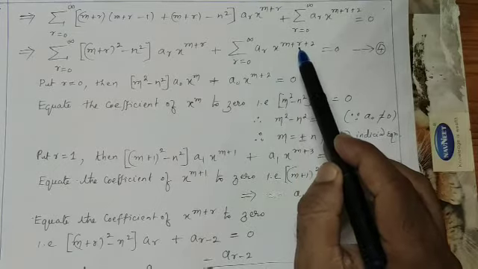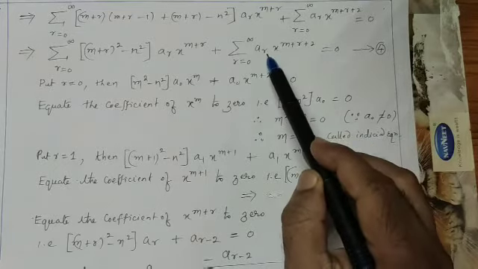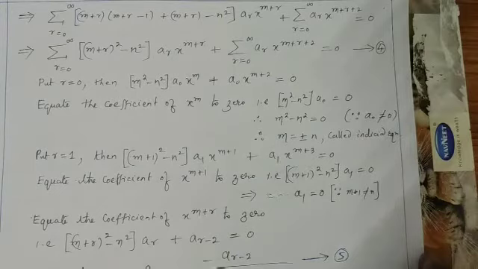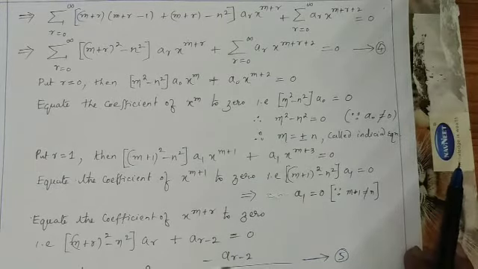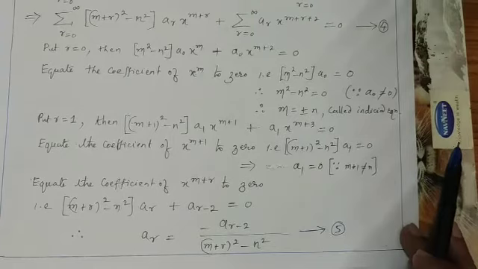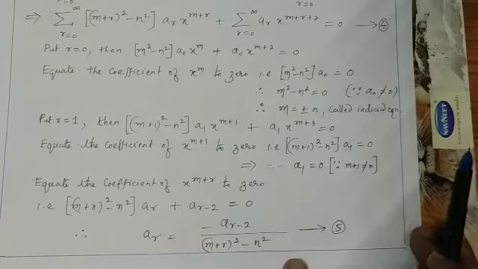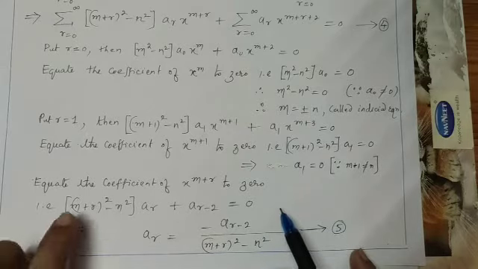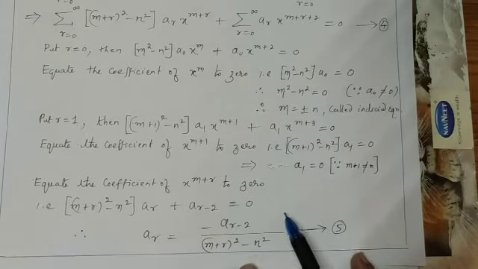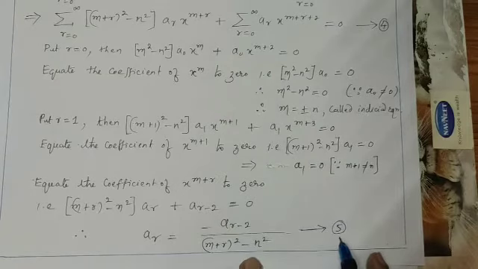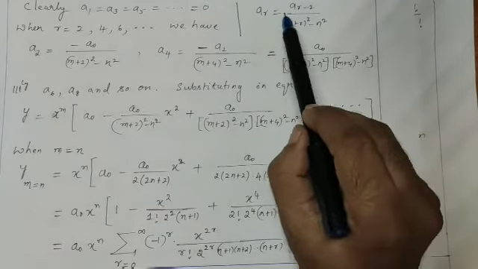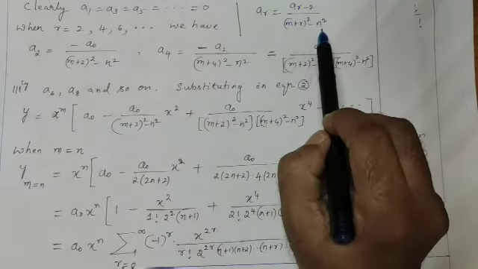Therefore, what is the coefficient of x power m plus r? It is ar minus 2. So what I will get here is (m plus r) whole square minus n square into ar, plus ar minus 2, is equal to 0. From this, we can find ar. Ar is equal to, bringing it to the other side, minus ar minus 2 divided by (m plus r) whole square minus n square. I took this as equation number 5. So the recurrence relation is ar is equal to minus ar minus 2 by (m plus r) whole square minus n square.